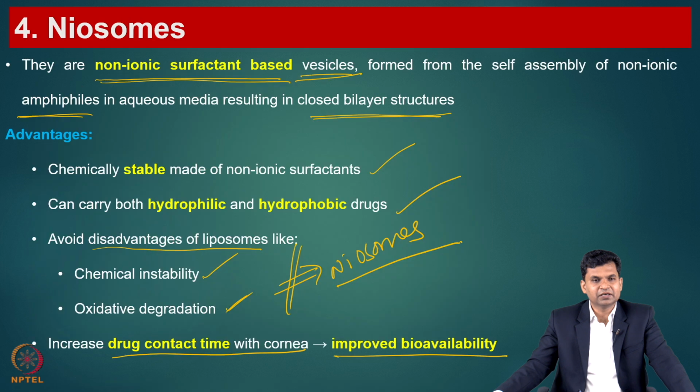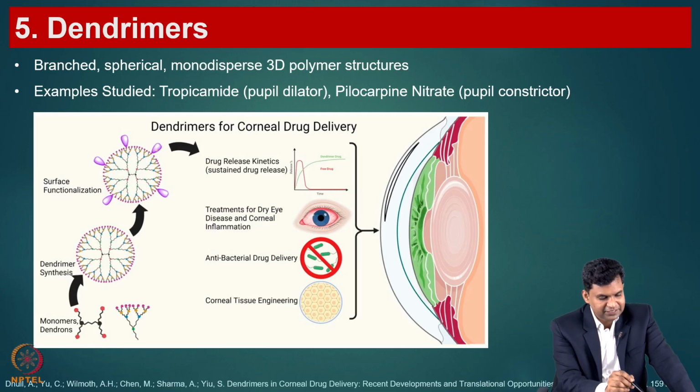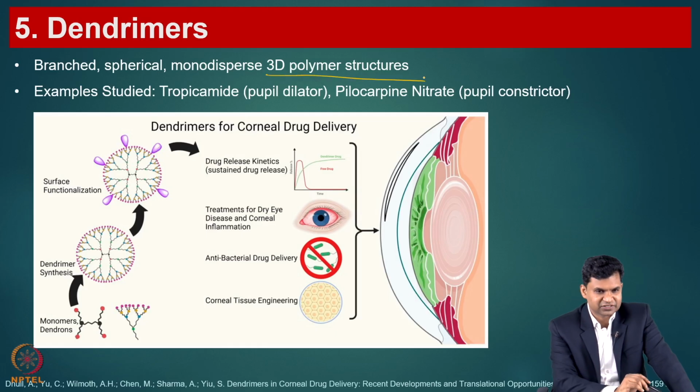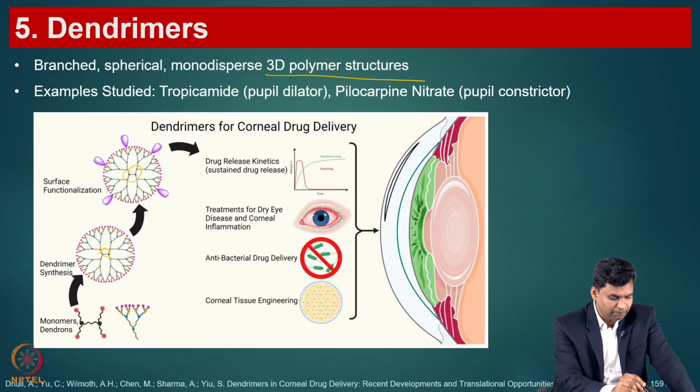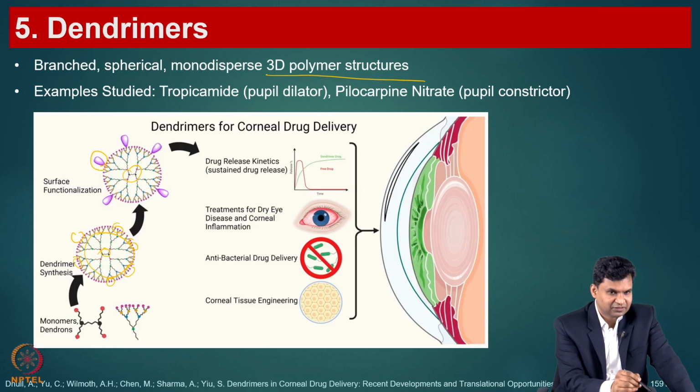Now, here another one is dendrimers. As you can see in the structures, the dendrimers are branched spherical monodisperse 3D polymer structures. Now, it looks like a tree which contains the core and then branches and then terminal functional groups. So, terminal functional groups help for the functionalization. There we can modify the surface, you can see here in the picture.